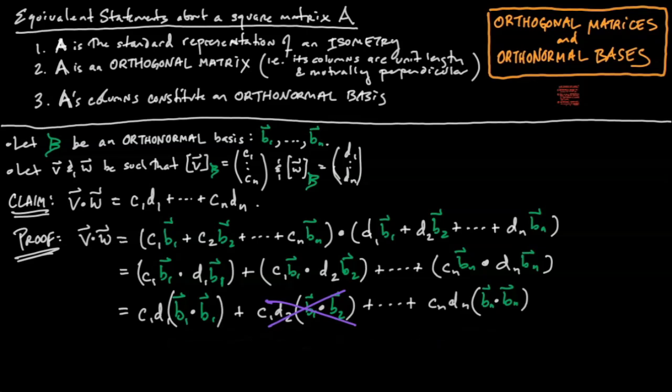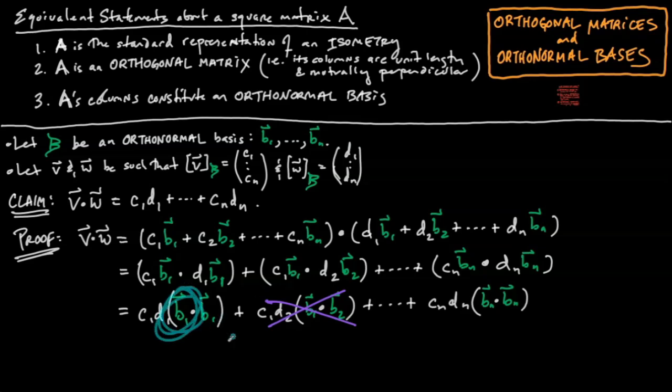Most of the terms in here get wiped out. All the ones where the two basis vectors we are dotting are distinct. The only ones that survive are ones like this one and this one, where we're dotting a vector with itself. But when we dot a vector with itself, that, as we said, was another property we proved without any reference to coordinates. Dotting a vector with itself gives us the square of the length of the vector.